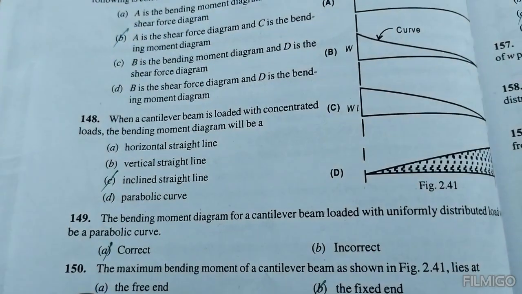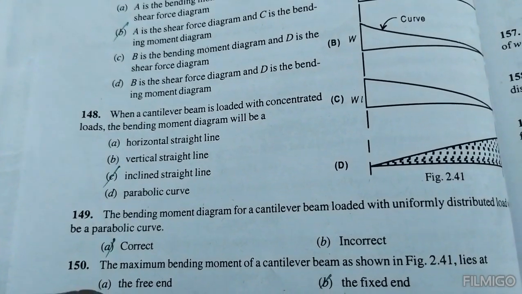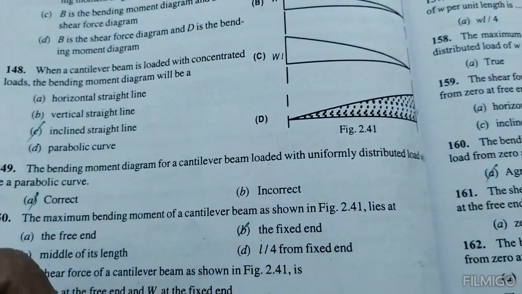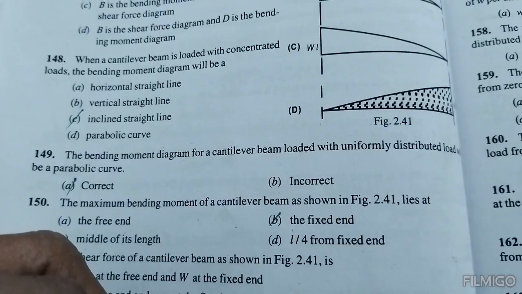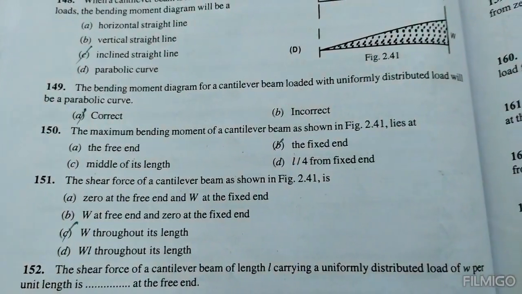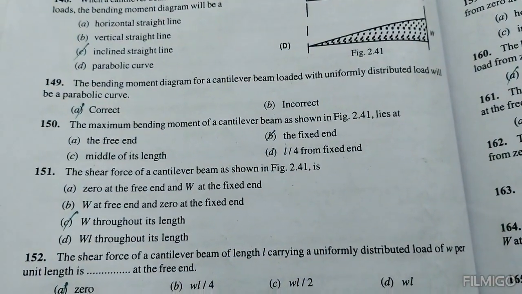When a cantilever beam is loaded with a concentrated load, the bending moment diagram will be an inclined straight line. The bending moment diagram for a cantilever beam loaded with a uniformly distributed load W is a parabolic curve. This is correct. The maximum bending moment of a cantilever beam is at the fixed end. The shear force in a cantilever beam is W throughout its length.